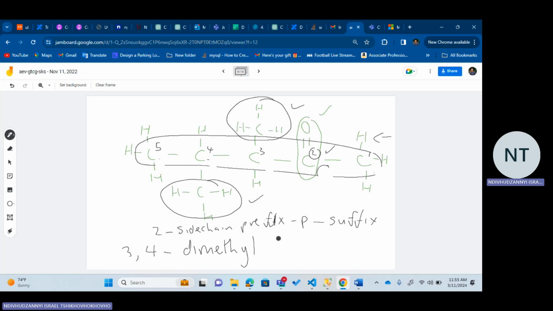Then what's the prefix of the longest chain? It's 5 carbons, so it's going to be pentan. Then what's the position of the double bond? It's 2. What's the suffix? Since we're dealing with ketone, it's going to be one. So it's going to be 3,4-dimethylpentan-2-one. And for now, we'll end here, right?